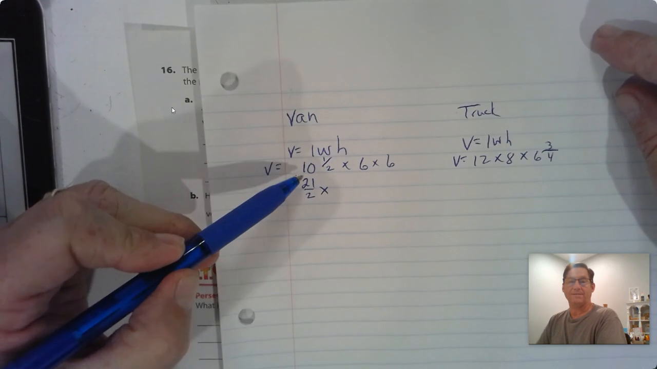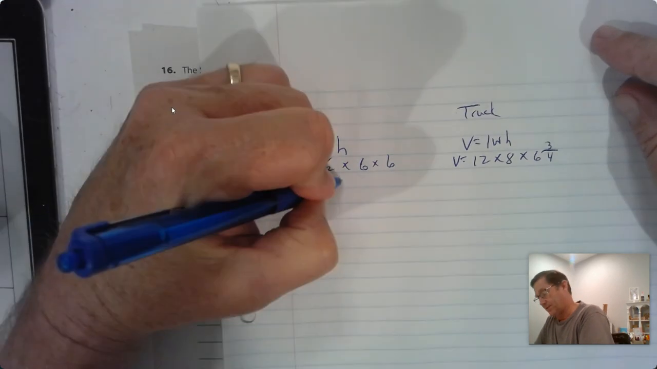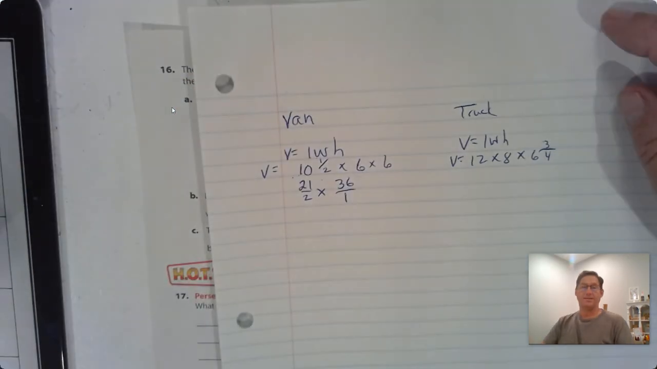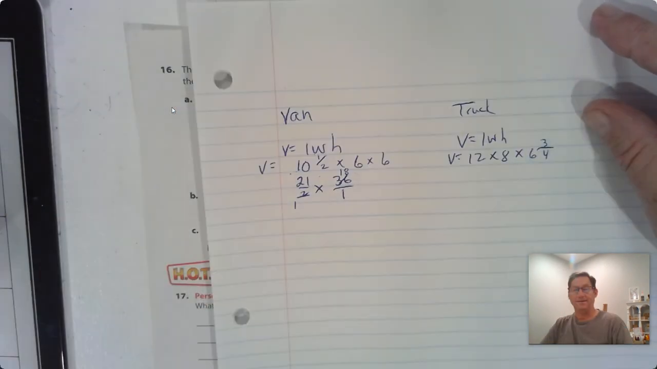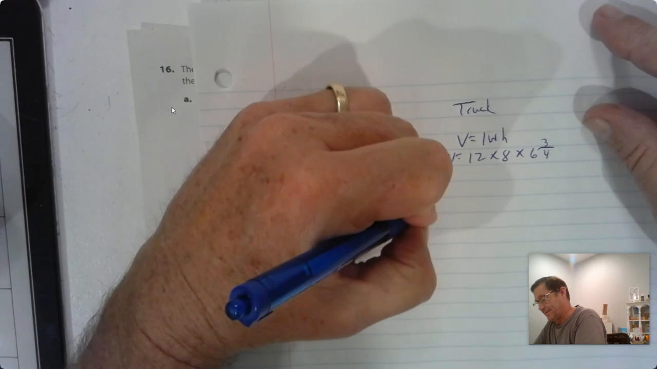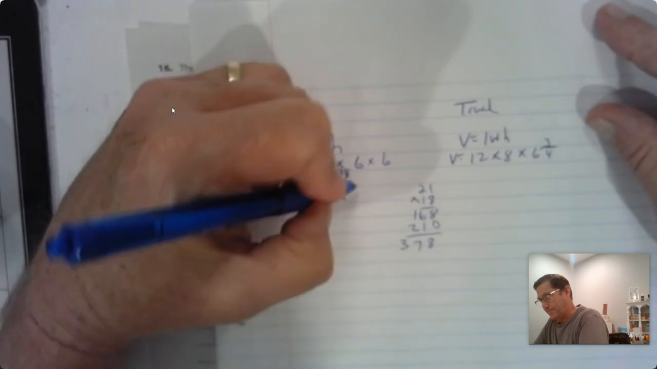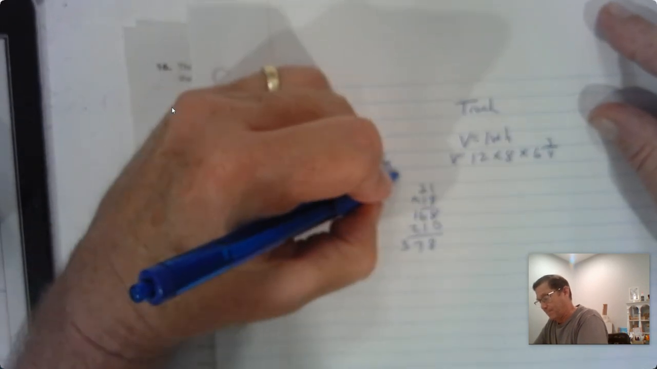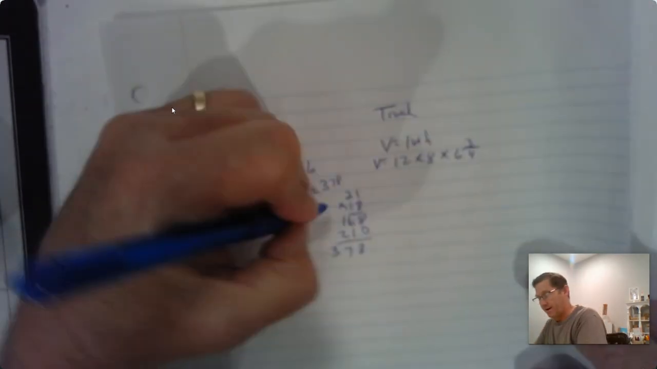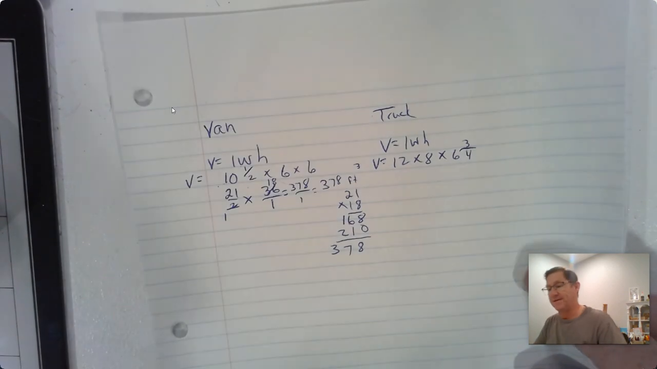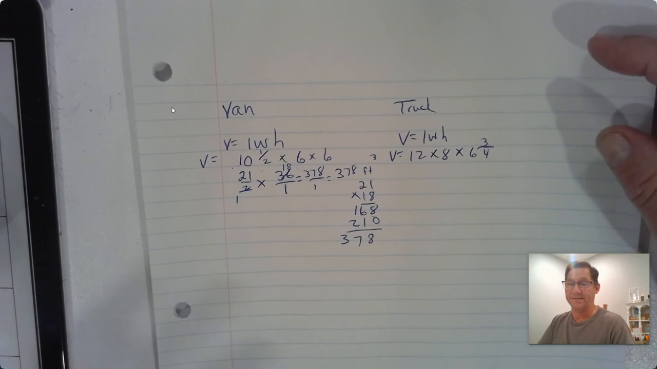10.5 is the same as 21 halves. 10 times 2 is 20, plus 1 more is 21. And I'm going to go ahead and multiply 6 times 6. That's 36, which I can write as 36 over 1. 2 is a factor of 36, so I can simplify that. So we have 21 times 18. So the volume of the van is 378 cubic feet. That's just the size of the truck. We haven't figured out which would be a better deal yet.